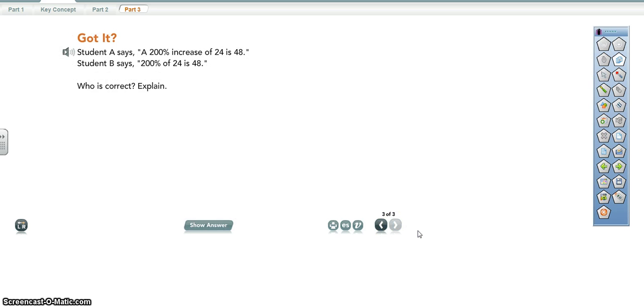Student A says a 200% increase of 24 is 48. Student B says 200% of 24 is 48. Who is correct? Explain. Be careful with the way they're wording this. See if you can figure it out. Pause the video maybe. Think about it for a minute and then see if you were thinking correctly.